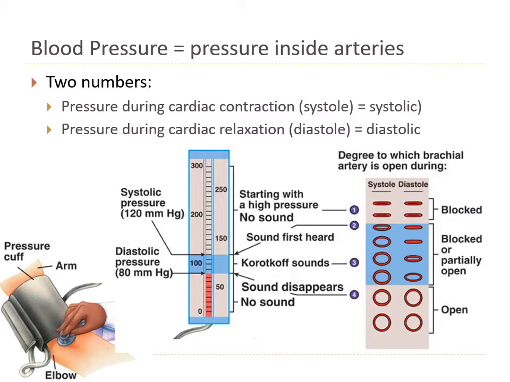And then we have a second number, which is the pressure when the heart is relaxed in between each beat, and that's called diastole when the heart is relaxed. So that's our diastolic pressure. So blood pressure is expressed in two numbers, right? So the classic normal is 120/80. 120 would be the systolic pressure, which is going to be higher because that's when the heart is pumping, and diastolic of 80.